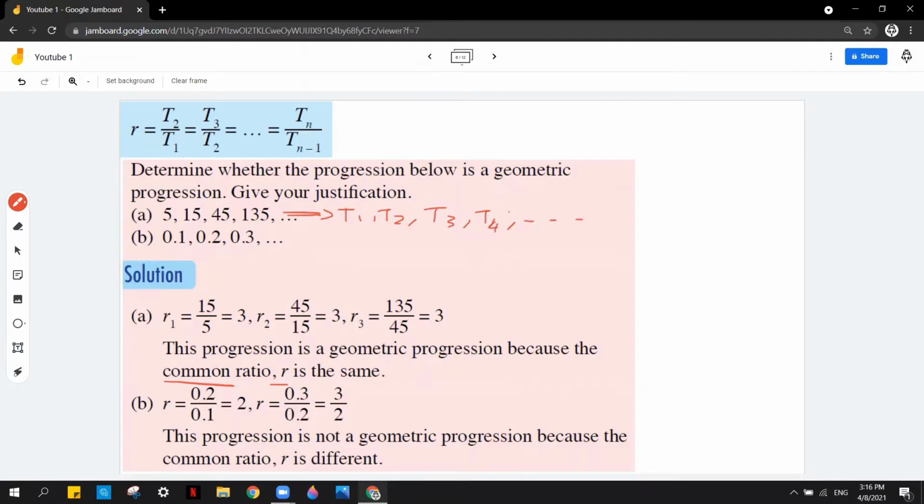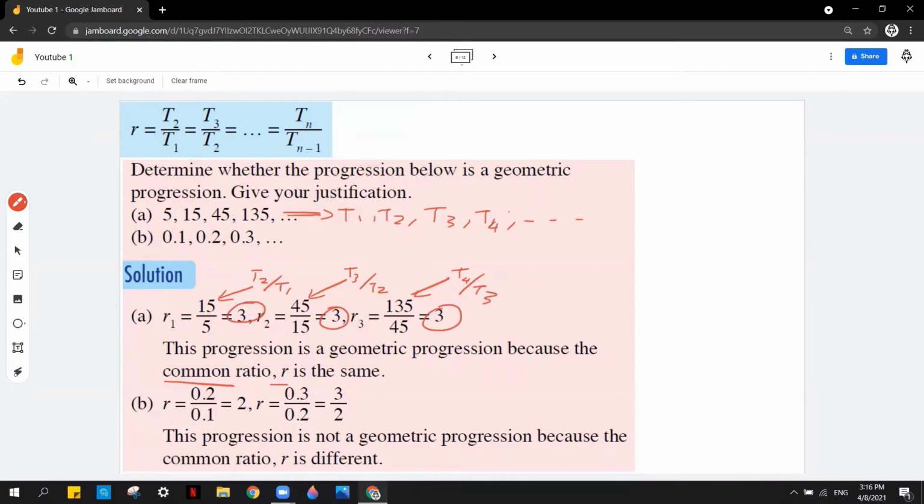The common ratio is Tn over Tn minus 1. With that said, this one is T2 over T1. This one is T3 over T2. And this one, lastly, is T4 over T3, as per usual. So it's just a sequence of division, or common ratio. If you notice here, in the first one the common ratio is the same. All of them are 3, as you can see, it's evident here.